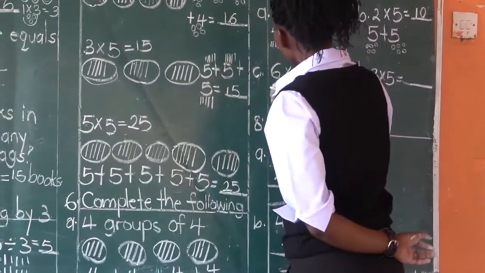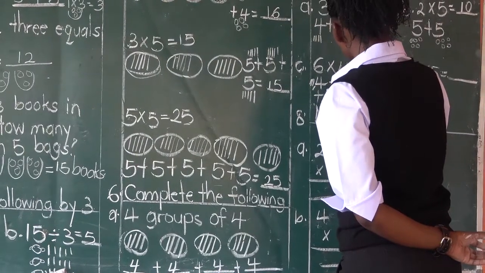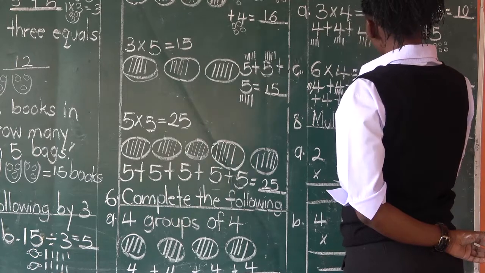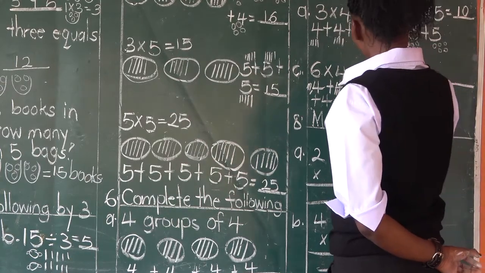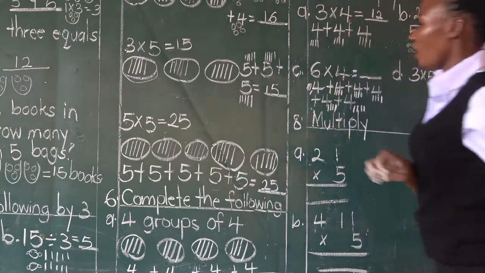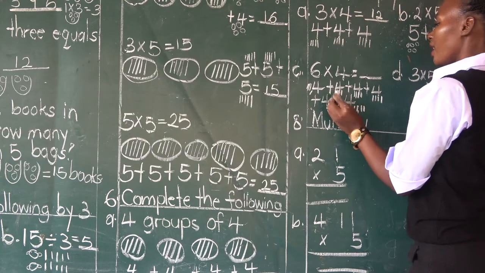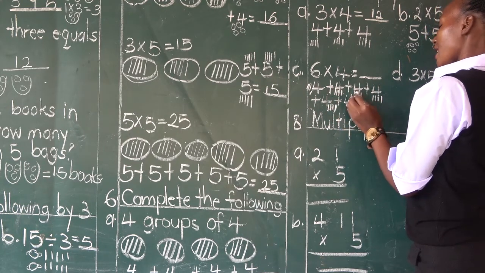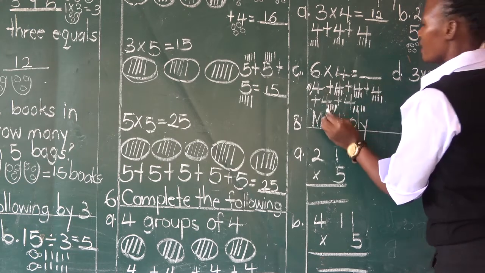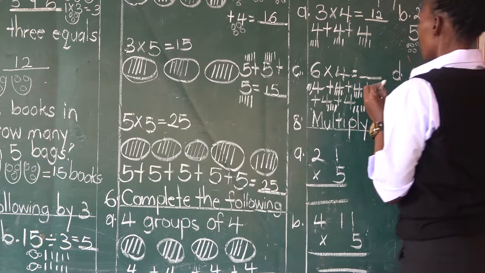Now let's add this. 1, 2, 3, 4, in each of the 6 groups. Now you're going to put them together: 1, 2, 3, 4, 5, 6, 7, 8, 9, 10, 11, 12, 13, 14, 15, 16, 17, 18, 19, 20, 21, 22, 23, 24.